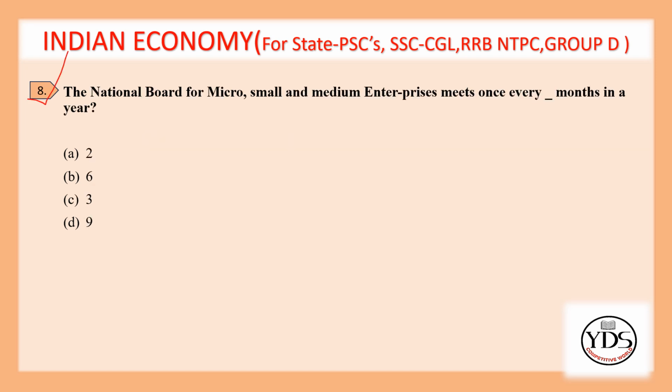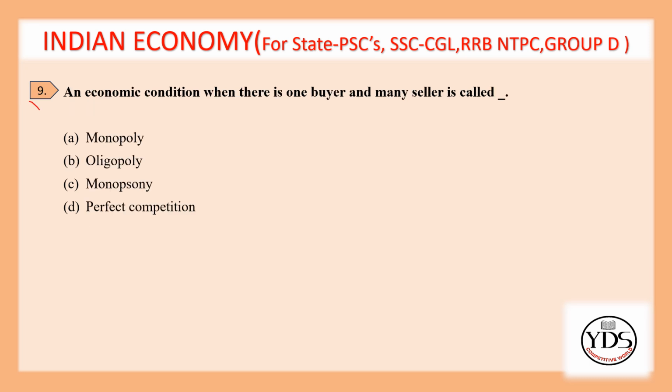Eighth question, the National Board for Micro, Small and Medium Enterprises meets once every dash months in a year. 2, 6, 3, 9. Option B, 6 is the correct answer. Meets once every 6 months in a year. Ninth question, an economic condition when there is one buyer and many sellers is called monopoly, oligopoly, monopsony, perfect competition. Option D, perfect competition is the correct answer.